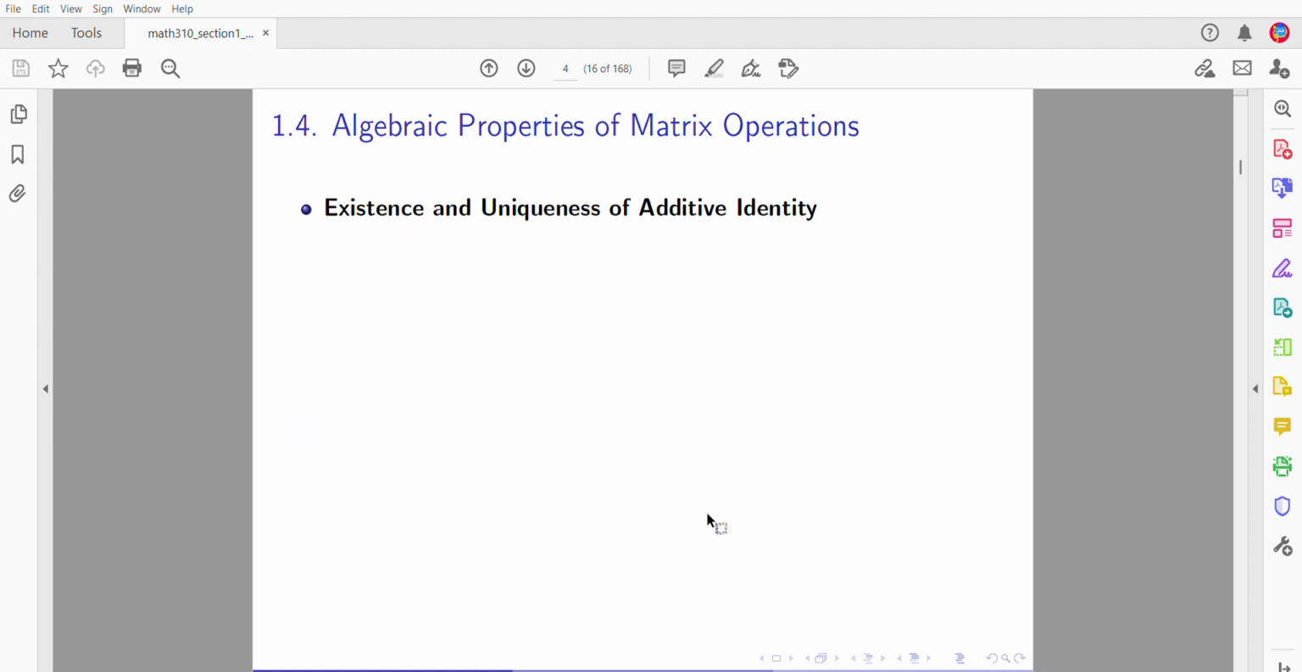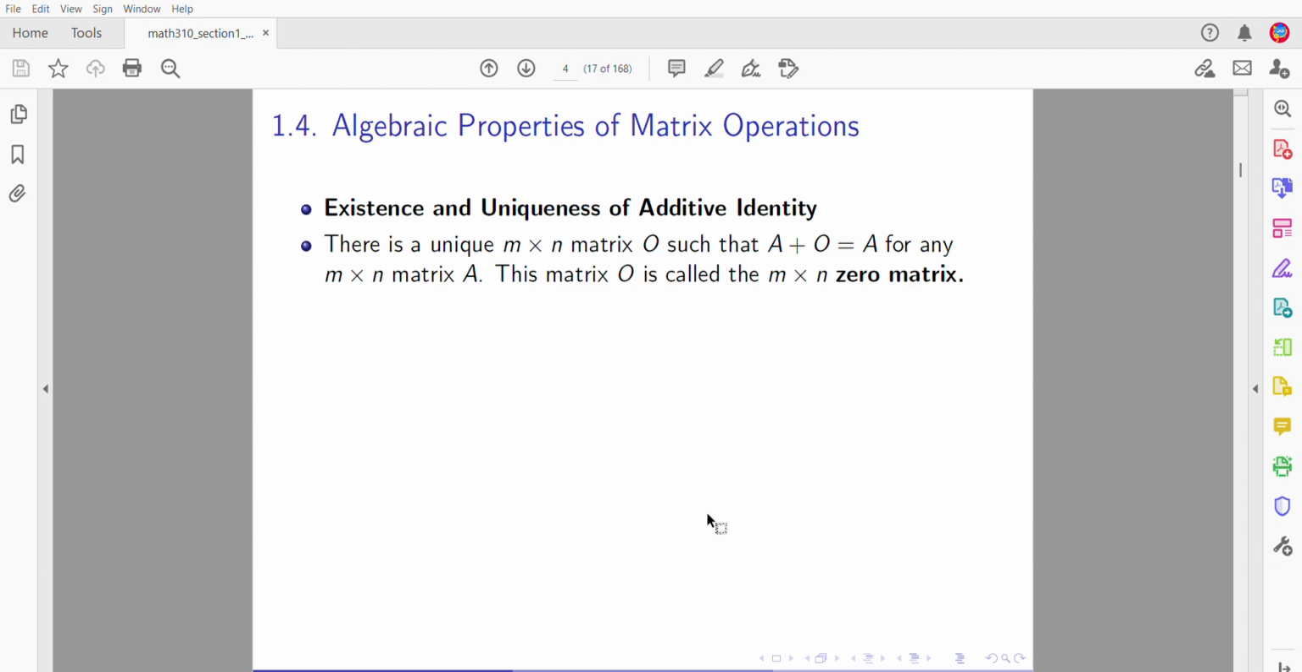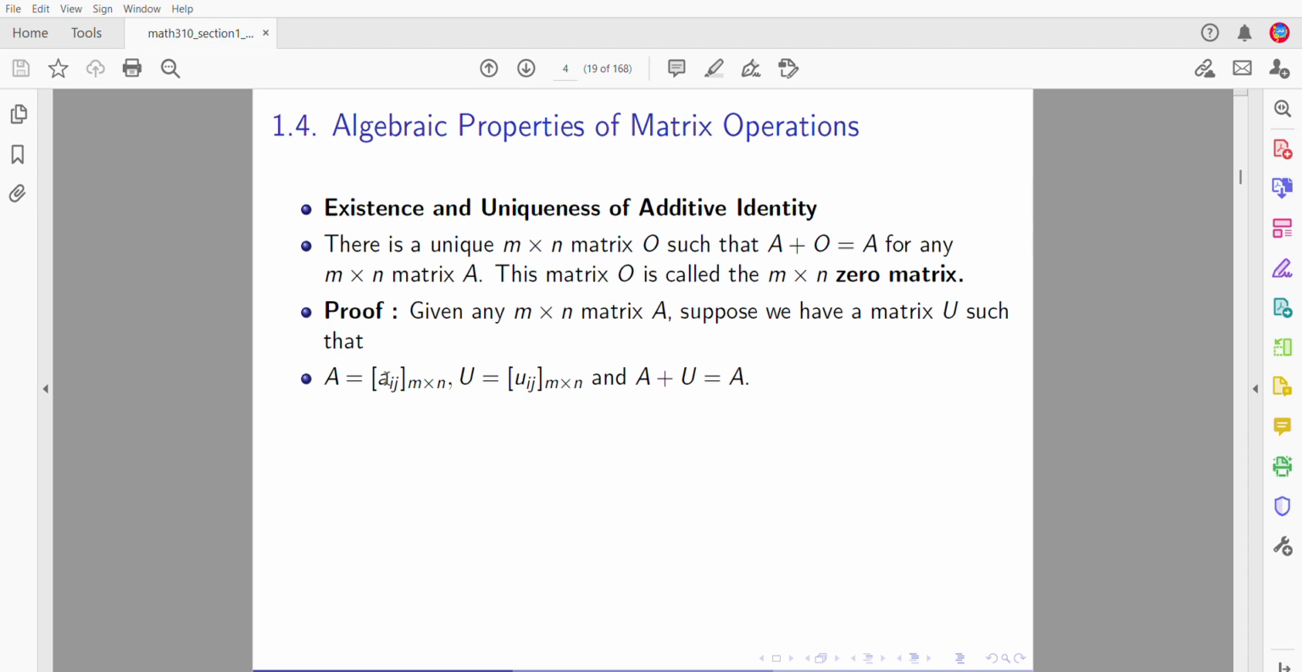Existence and uniqueness of additive identity. There is a unique m by n matrix O such that A plus O is A for any m by n matrix A. So you see, for every m by n matrix A, the same O should work. This matrix O is called the m by n zero matrix. Given any m by n matrix A, suppose we have a matrix U such that A is Aij m by n, U is matrix Uij m by n, and A plus U is A.